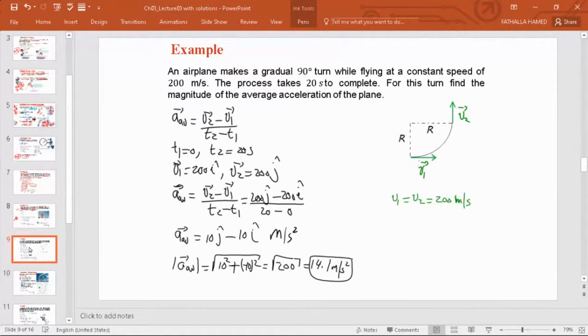Now, another example here. An aeroplane makes a gradual 90-degree turn while flying at a constant speed of 200 meters per second. The process takes 20 seconds to complete. For this turn, find the magnitude of the average acceleration of the plane.